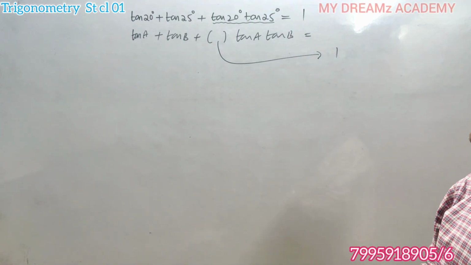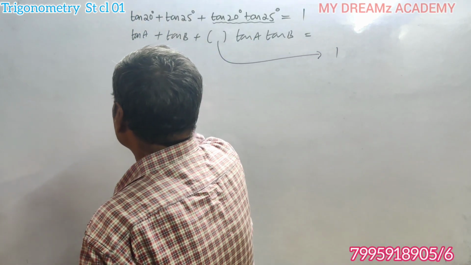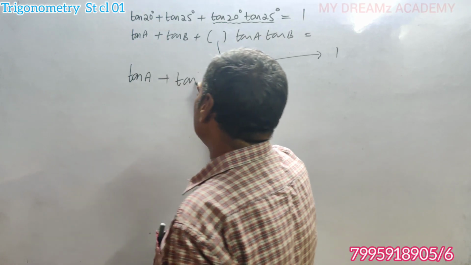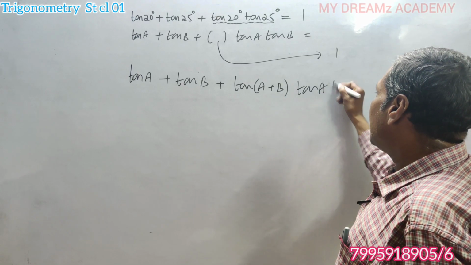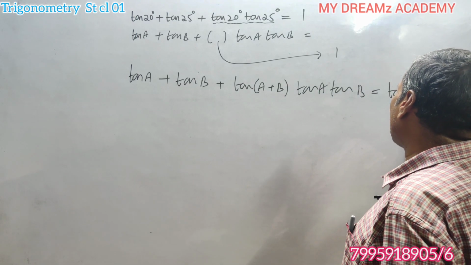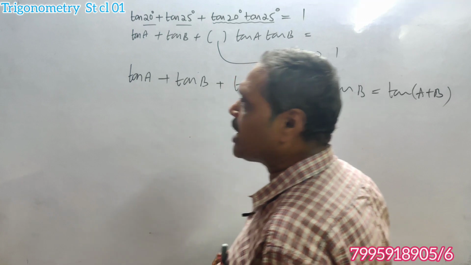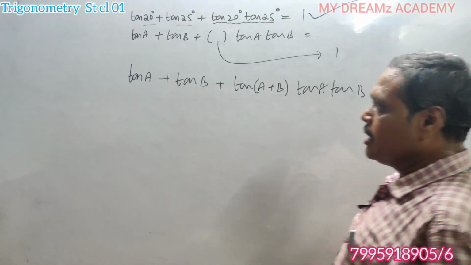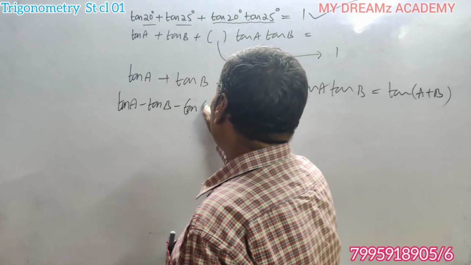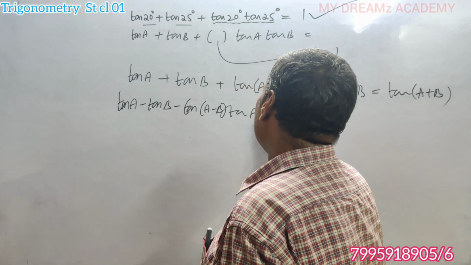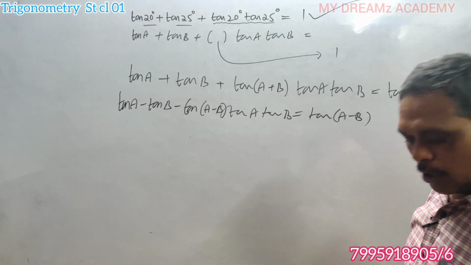Okay. Just see what is the coefficient of tan A tan B. Why? Because the model is this: tan A plus tan B plus tan of (A plus B) into tan A tan B is equal to tan of (A plus B). What is tan of A plus B here? 20 plus 25 is 45. Tan 45 is 1. Suppose if it is minus: tan A minus tan B minus tan of (A minus B) into tan A tan B is equal to tan of (A minus B). Okay. Now see here.